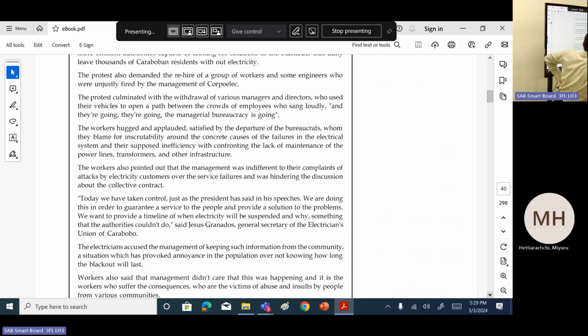But the workers also pointed out that management was indifferent to their complaints of attacks by electricity customers over the service failures and was absent from the discussion about the collective contract. But then the customers come and blame the workers, not the management. They are hiding.